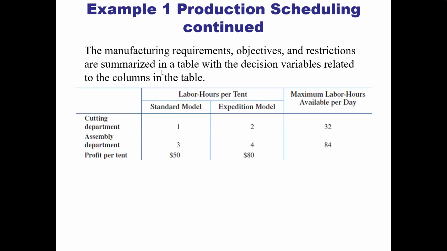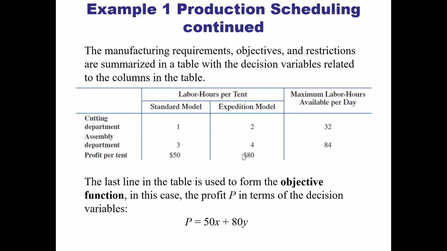And now we can set up a table of what they told us about all the different ideas. So the manufacturing requirements, the objectives, and the restrictions are summarized here. The cutting department gets 1 hour for standard, 2 for expedition, and a total of 32 maximum labor hours per day available. Standard has 3 for assembly, expedition has 4, and they have 84 hours for the assembly department. And then this is the profit per tent.